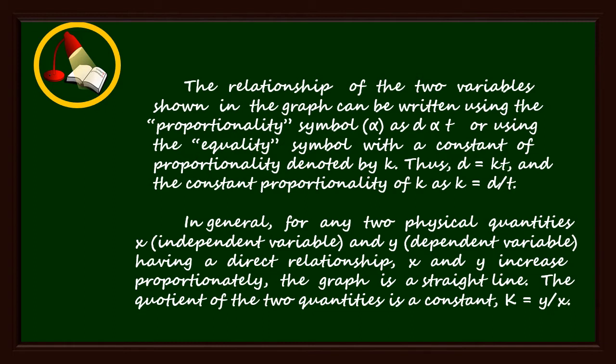In general, for any two physical quantities, x as the independent variable, and y as the dependent variable, having a direct relationship, x and y increase proportionately, the graph is a straight line. The quotient of the two quantities is a constant, k equals y over x.